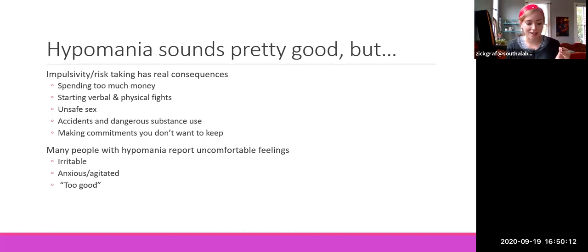Because when people are hypomanic, they again can be impulsive. They're feeling really socially outgoing, and they might just sort of say whatever pops into their head. So you might tell someone that you love them or that they're your best friend or that you want to go out with them when you're hypomanic, and then later when you're euthymic, realize that you don't actually feel that way. So those are some of the downsides of hypomania.